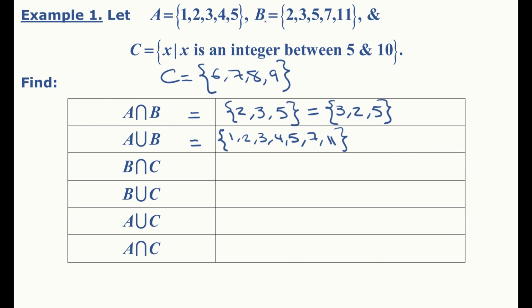All right, now we're going to find the intersection of B and C. So here is B. Now I could look at this version of C, but it's much easier if I look at this version. So here is B, here is C. What do they have in common? Think about it, write it down, and then come back.